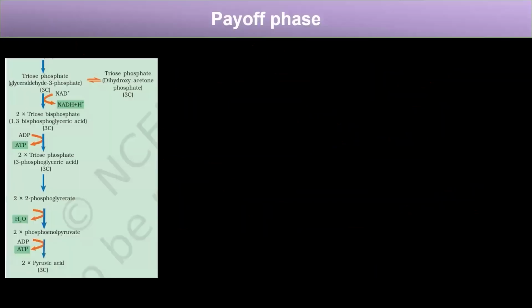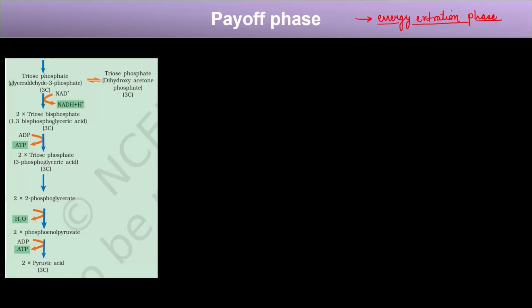Now we have studied the preparatory phase. Let's move to the payoff phase. So what is the payoff phase? The payoff phase is an energy extraction phase. It is an energy extraction phase. Now what happens in the payoff phase?